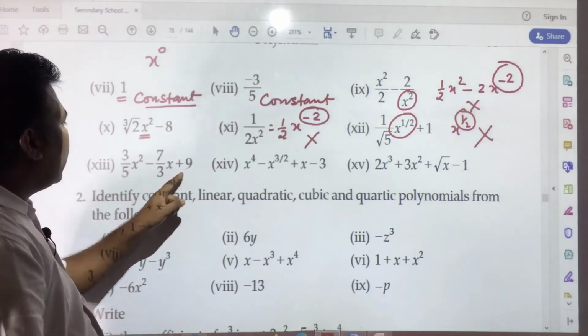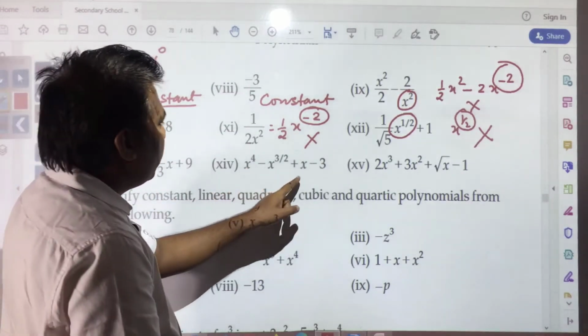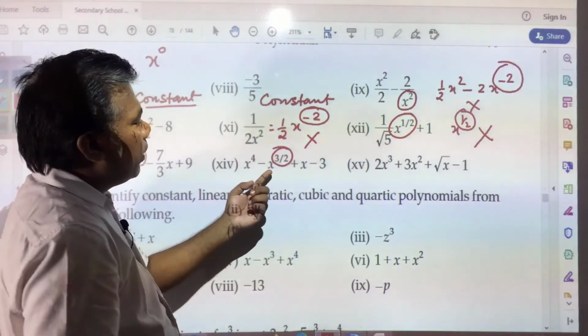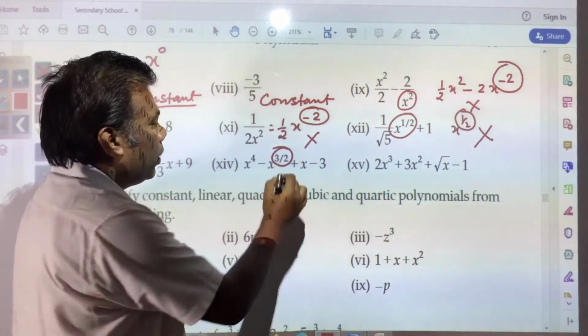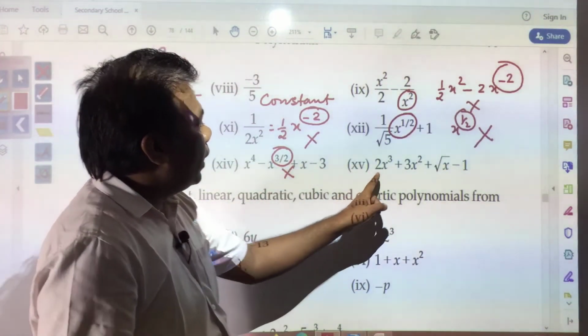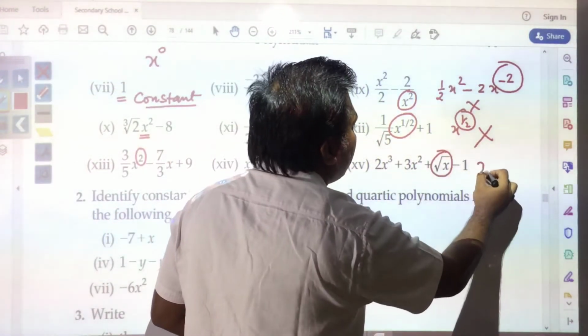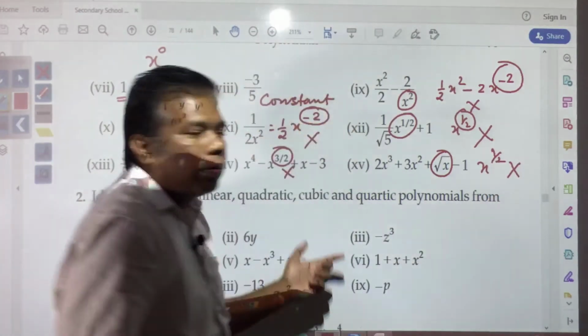Here x square, x and 9, this is a polynomial of degree 2. This is not a polynomial because you have variable x and the power is 3 by 2, which is not a whole number. And x cube x square root x, again this root x is x to the power 1 by 2, which is not a whole number. So this is not a polynomial.